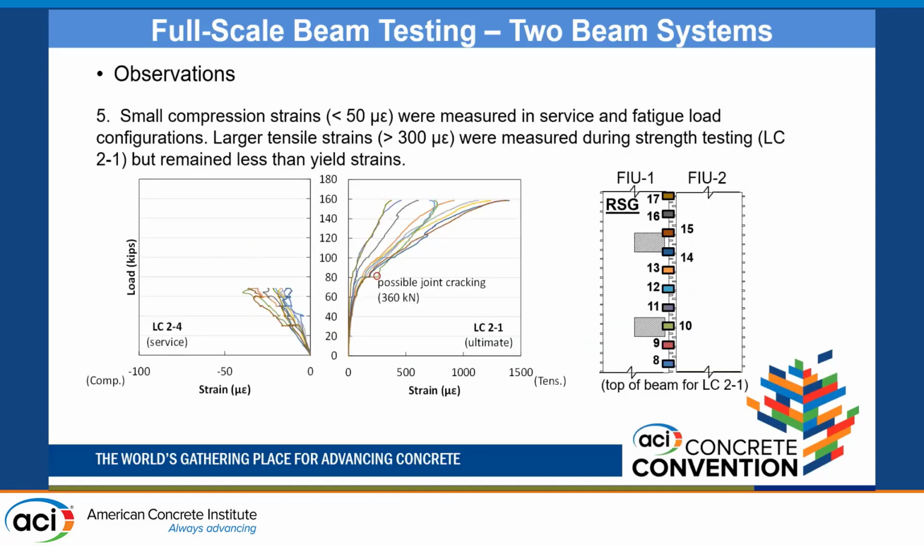Small compression strains, less than 15 microstrain, were measured in service and fatigue load configurations. Large tensile strains, larger than 300 microstrain, were measured during strength testing, LC21, this is for phase 1, but remained less than yield strain. So the rebars were engaged, but they did not yield when the ultimate capacity test was performed.